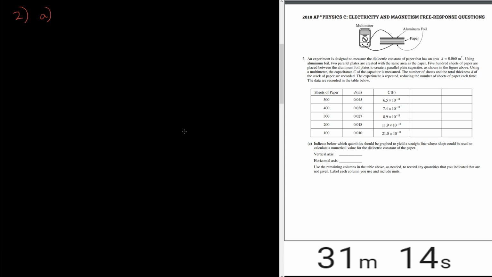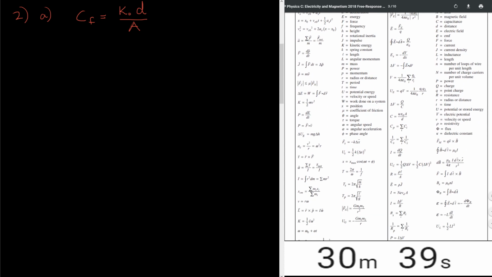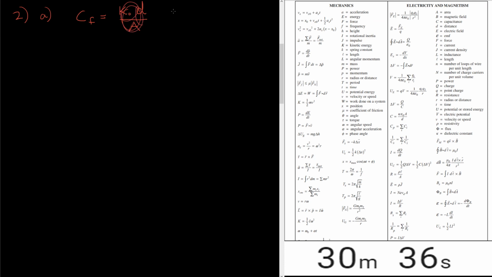Indicate below which quantity should be graphed to yield a straight line whose slope could be used to calculate a numerical value for the dielectric constant of paper. Remember that the final capacitance is equal to the dielectric constant times the distance apart divided by, let's check that. I think I have D and A possibly reversed. Yeah, I do have them reversed. So ignore what I said here. It is equal to this times epsilon 0, A over D, which makes much more sense.